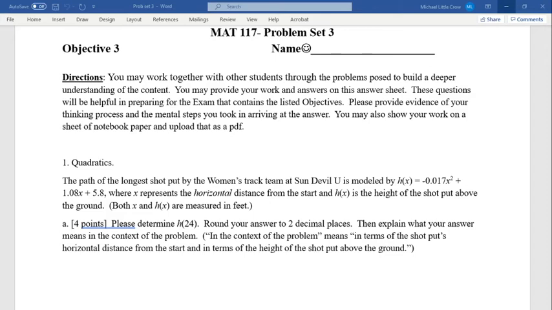So this is spring 2021 Math 117 problem set 3. Just thought I'd give you a little bit of indication on how to get started on these questions.